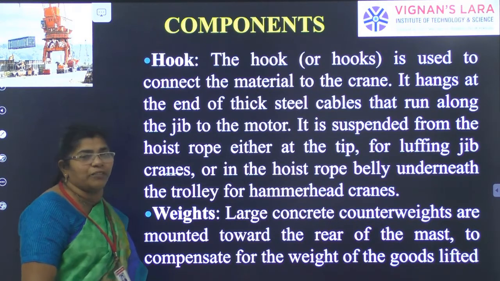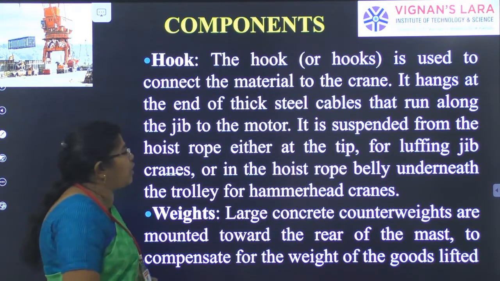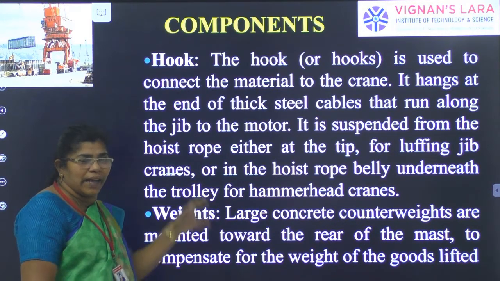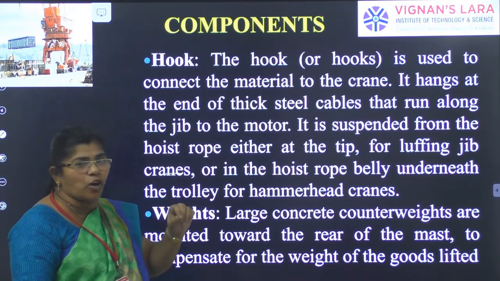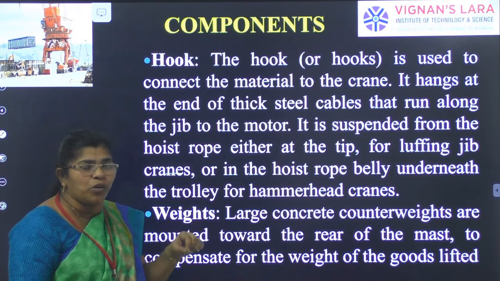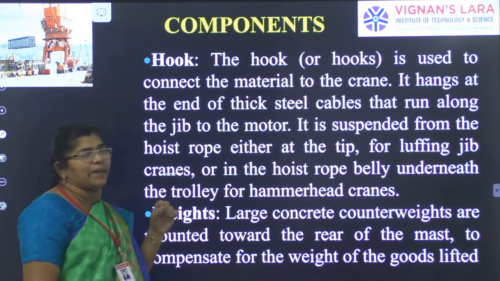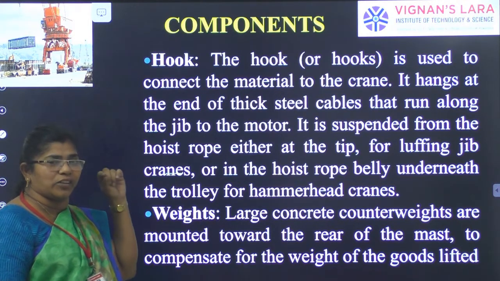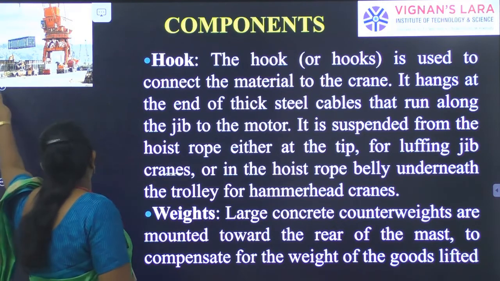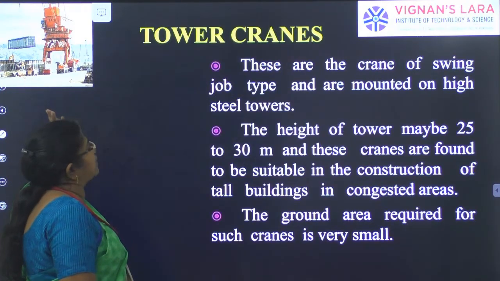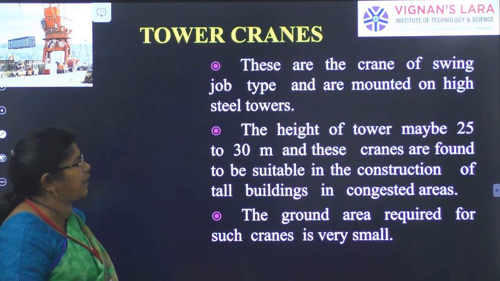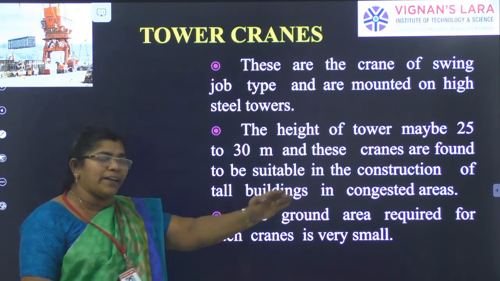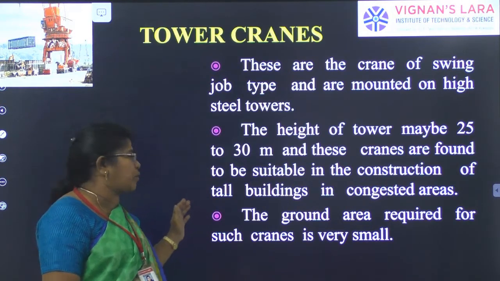Next one, hook. All of you know hook is used to lift the loads, and it is mainly having the jib, and it will be attached with the steel ropes, sheaves, and hook, by which it will be taken. It can be taken to the greater heights, and also it can be allowed to place it at the horizontal distance. So these tower cranes are the swing type cranes.